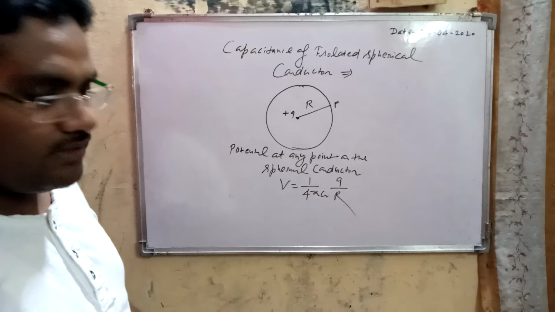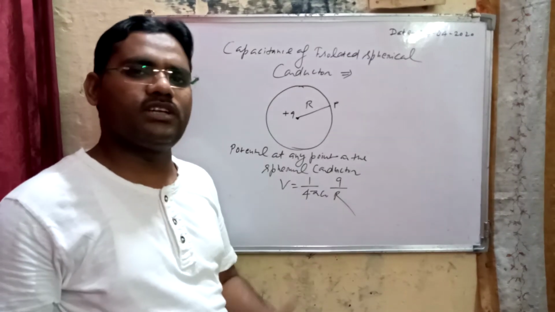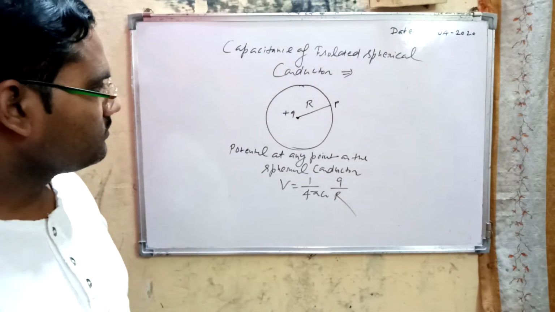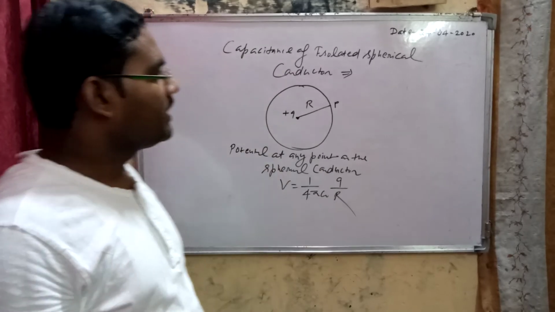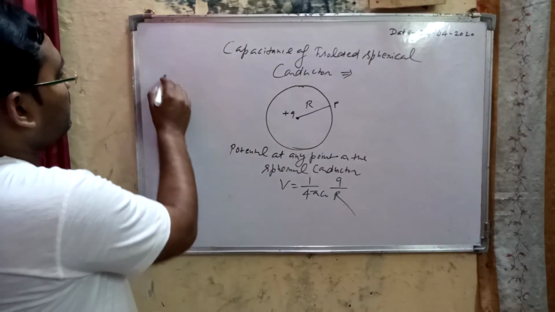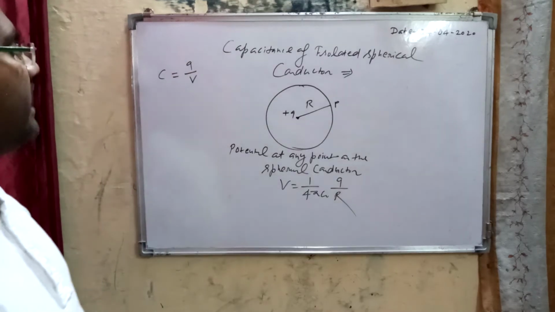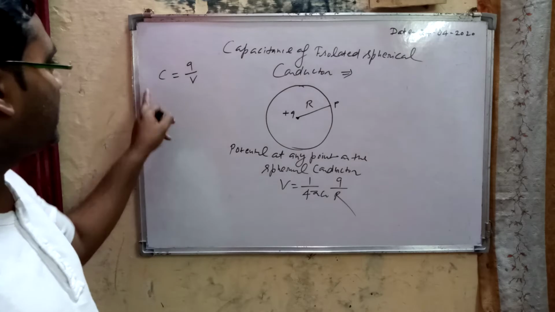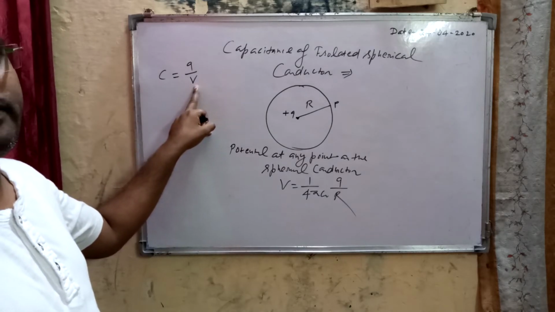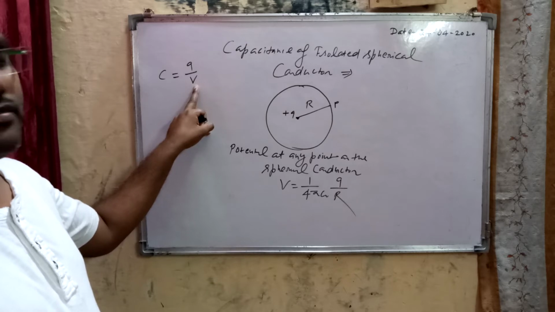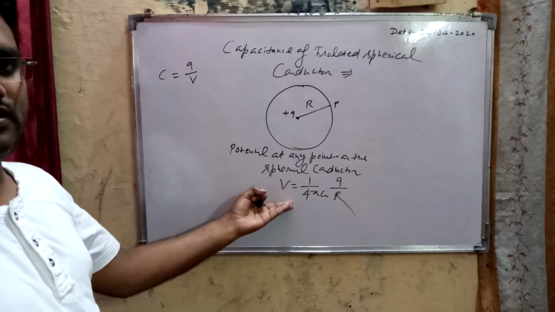In this derivation, why did we find the value of potential? Here we have to derive the expression for capacitance, and by the definition of capacitance, C is equal to Q by V. That means if we have to find the capacitance, first we find the electric potential. So here first we found the electric potential.